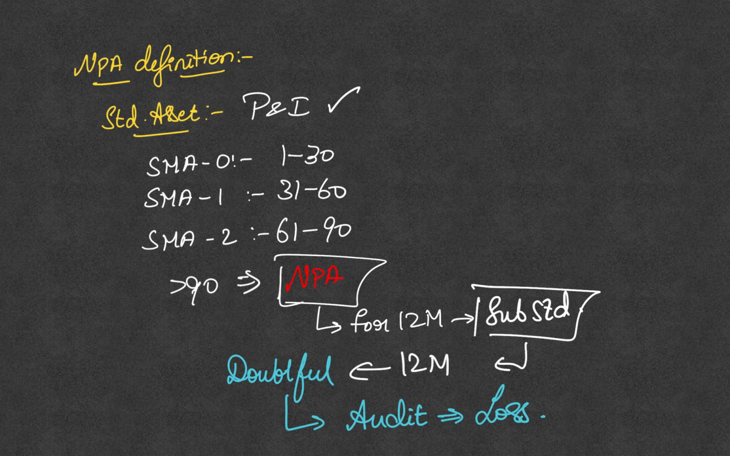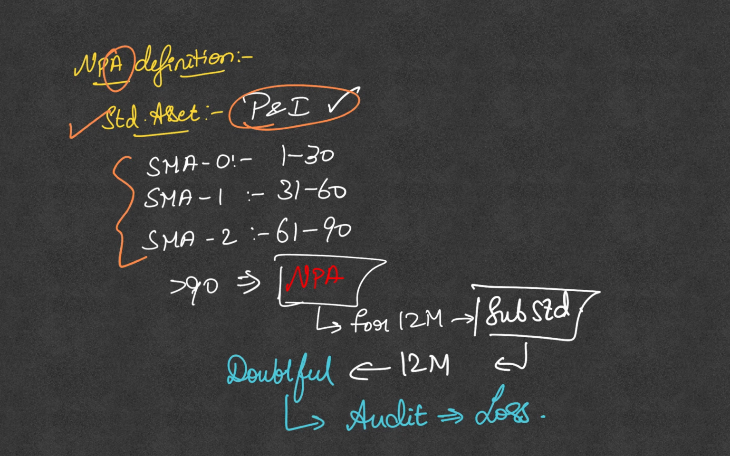For banks, assets are loans. Now assets should give certain returns. Non-performing assets means they are not giving returns as expected. So let us understand certain definitions. Standard asset means that the borrower is paying both the principal and interest on time. So there are something called special mention accounts.